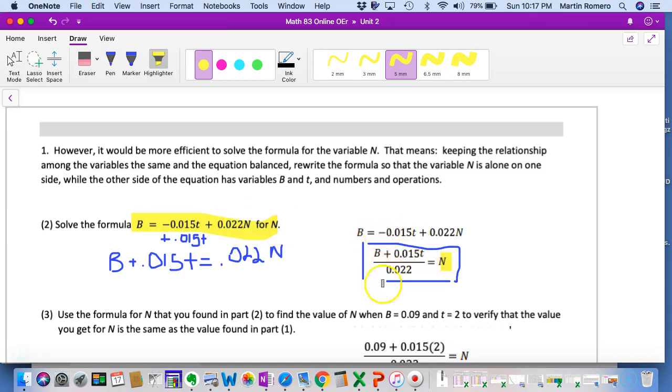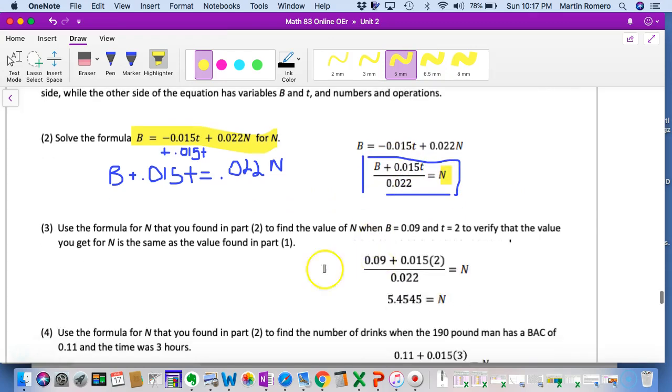So how do we get to this value here? Again, I'm trying to isolate n, but I have the second variable. I would add 0.015 T to both sides, so you end up with B plus 0.015 T, and then you divide both sides by 0.022. And so you end up with n, where n is the number of drinks. And now you have this new formula we can use.